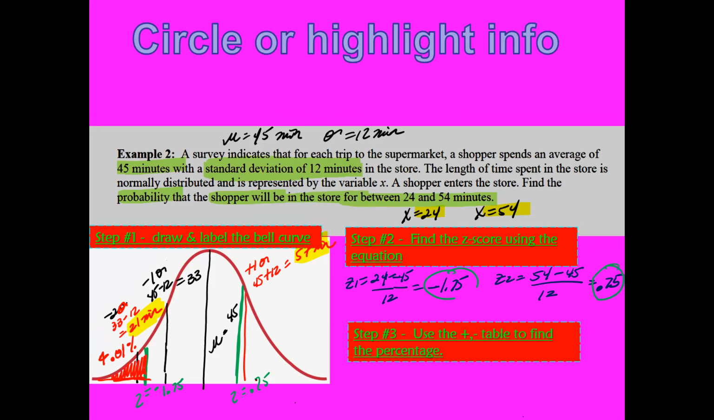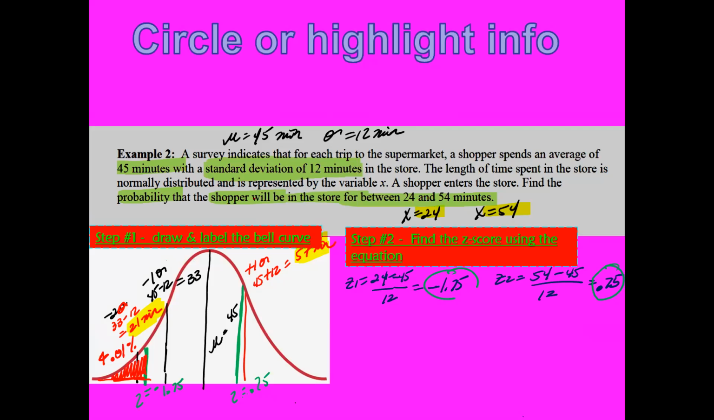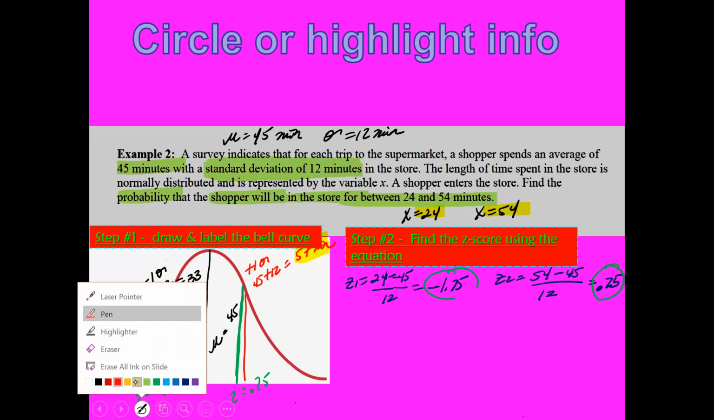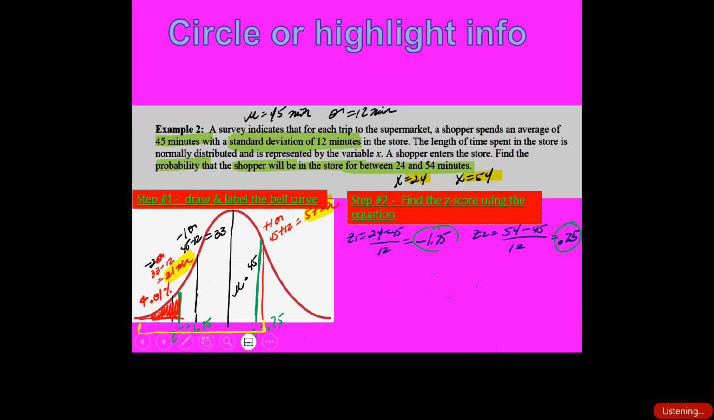Okay, and then let's take a look at the second one, which is 0.75. At 0.75, it's right here and here. I'm going to go down and over. That percentage is 77.34. So 77.34 is this entire region right here. So that is 77.34.